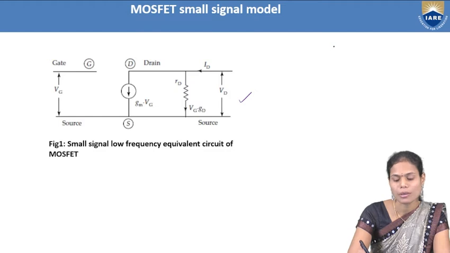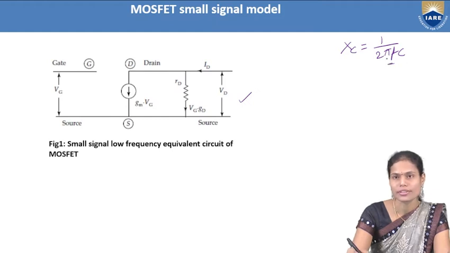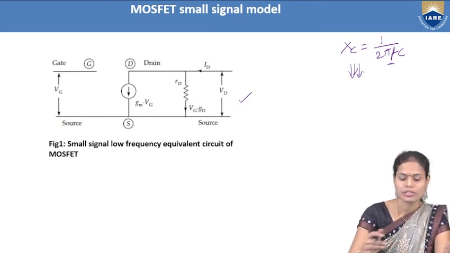the reactance of the capacitor will decrease. Why? Because the reactance of the capacitor Xc is equal to 1 by 2 pi fC. So the reactance of the capacitance is inversely proportional to the applied signal frequency. If the frequency is very high, the reactance value will decrease. So we have to take the capacitor action into account in the high frequency model of the circuit.